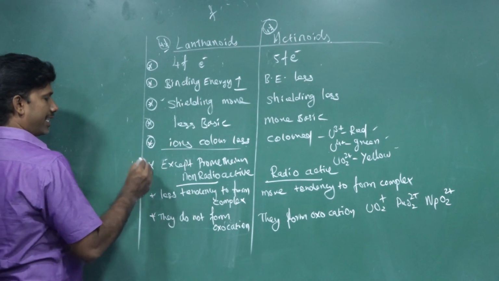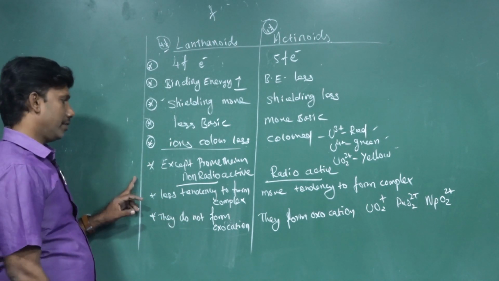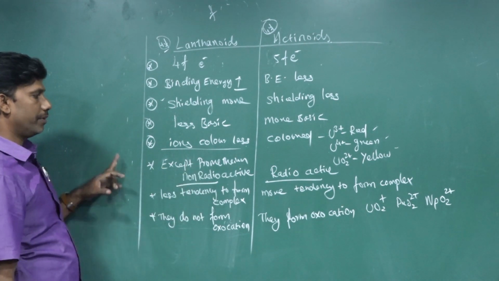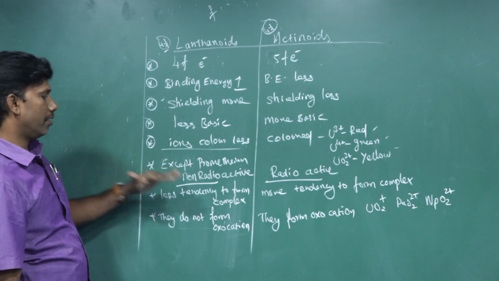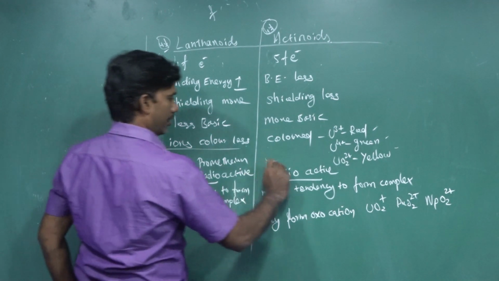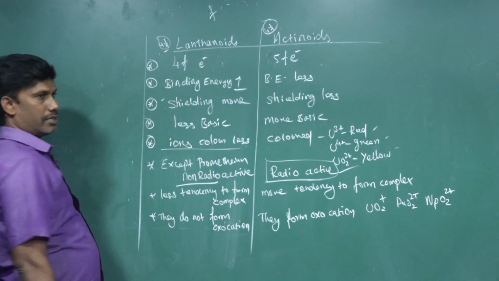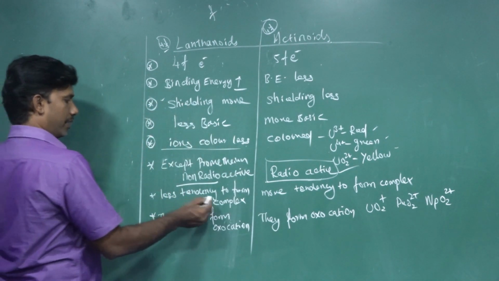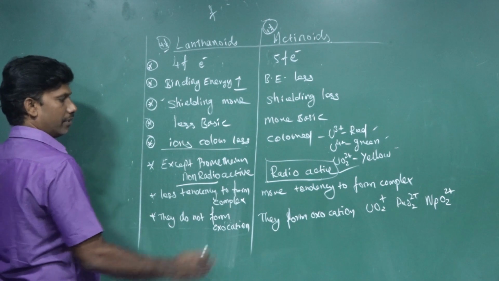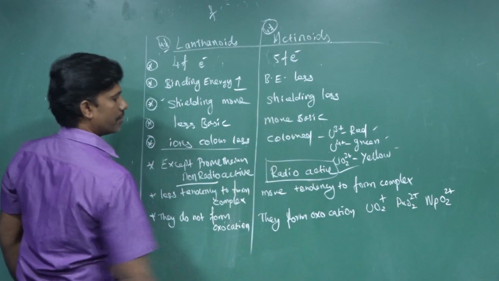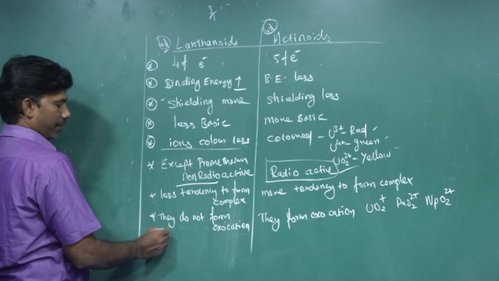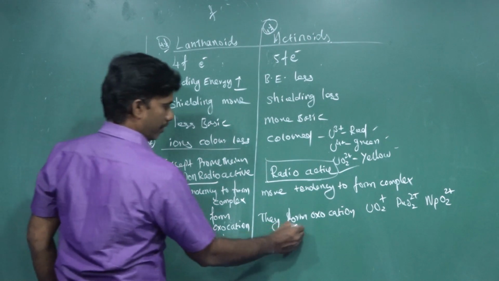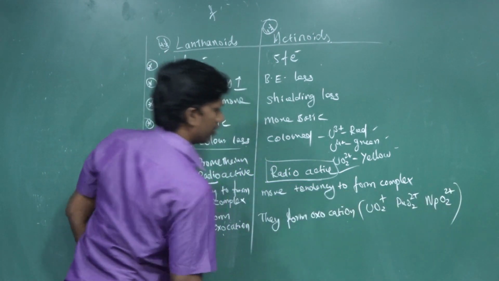Except promethium, all lanthanides are non-radioactive. Promethium is a radioactive substance. Whereas all actinides are highly radioactive substances. Then, complex formation: lanthanides have less tendency to form complexes, while actinides have more tendency to form complexes. Then formation of oxocations: lanthanides do not form oxocations, while actinides form oxocations.